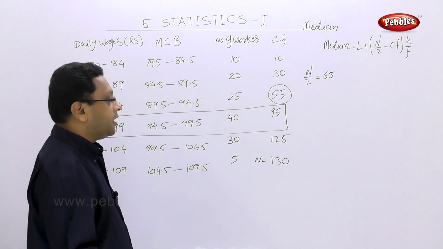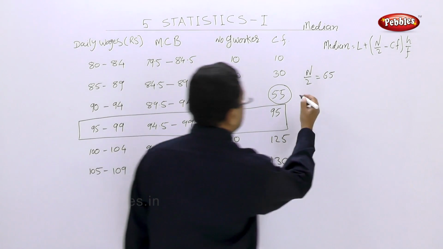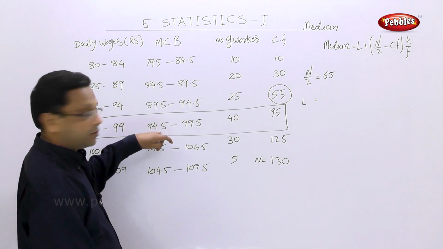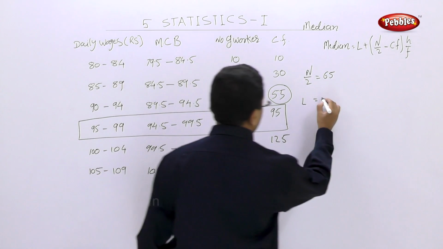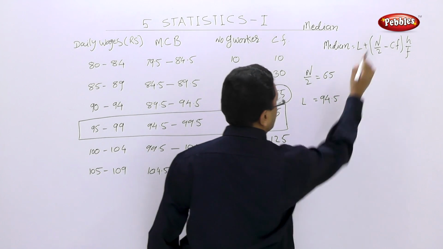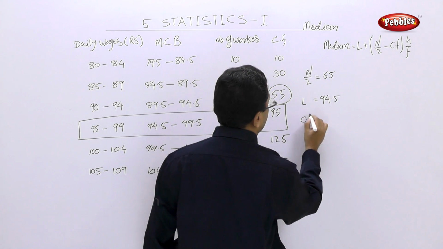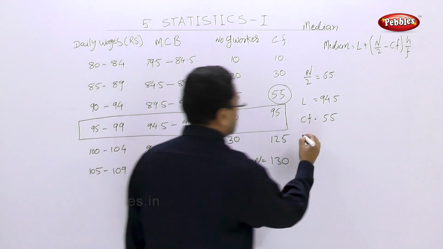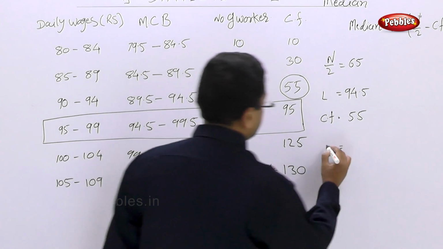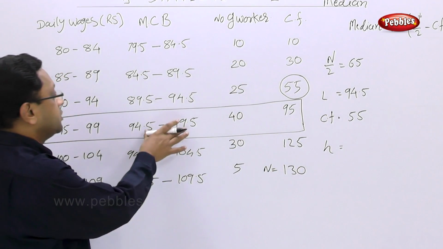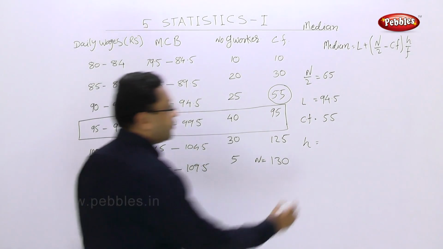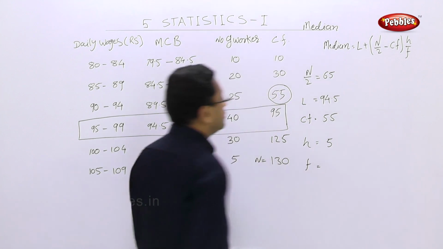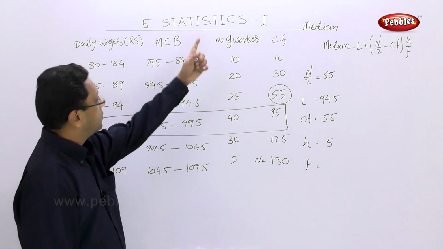Now let us quickly write down all the parameters. L is equal to the lower class limit. You have to take this now, not 95. You have to take 94.5. N by 2 we already found out. Cumulative frequency is 55, just before the median class. The class interval h is the difference between this. In this case it is 5. And the frequency related to your median class is 40.